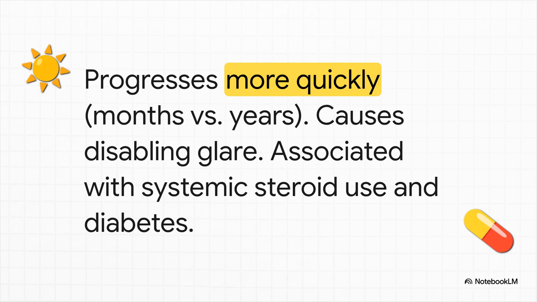Now listen up, because this is the one you really need to pay attention to. Why? Because this one is fast. We're not talking years, we're talking months. It causes this awful, disabling glare, and it's the one you should immediately think of in a younger patient, especially if they're diabetic or on chronic steroids.